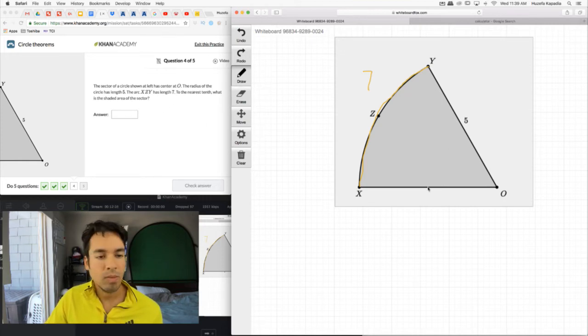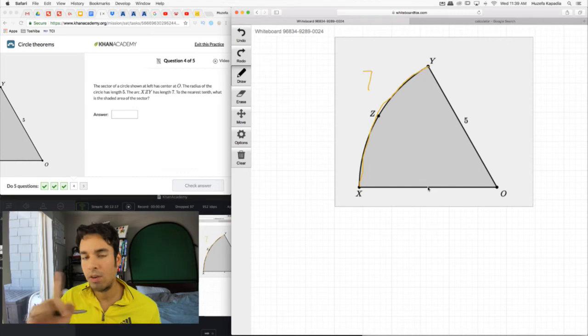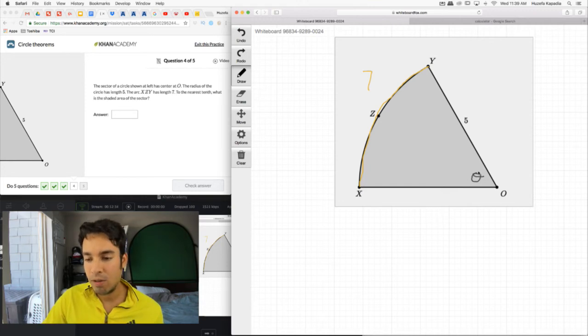All right. All we have to do here is, oh, wait a minute. What is the shaded area of the sector? Okay, I know what we have to do. This is a bit of a harder question. We actually need to know this angle. Because to calculate the area of a circle sector, first we need to know the area of the full circle, and then we need to multiply that by the value of this angle over 360 or 2 pi or whatever it is.